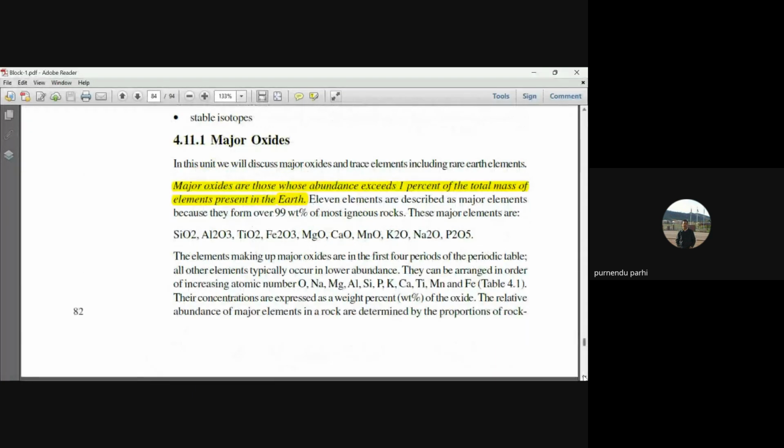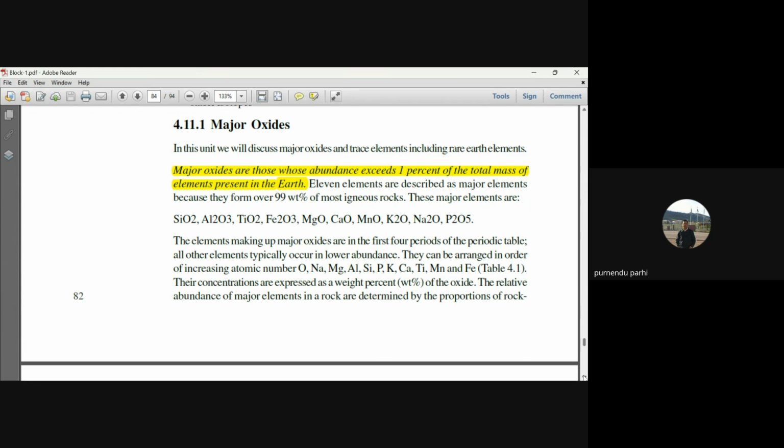Major oxides. Major oxides are those whose abundance exceeds 1% of the total mass of the elements present in the earth. These elements are described as major elements because they form over 99 weight % of most igneous rocks. These major oxides are SiO2, Al2O3, TiO2, Fe2O3, MgO, CaO, MnO, K2O, Na2O, and P2O5.